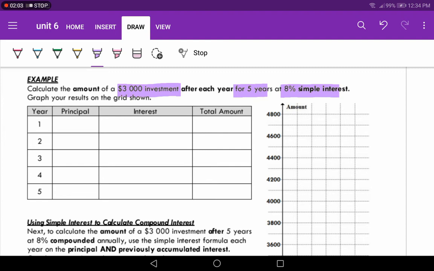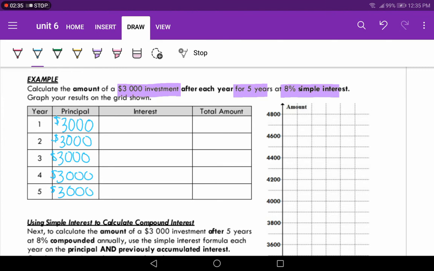So as you can see how our chart is set up here, we're just going to do year by year. Okay, so we're not actually going to use that same equation that we did in the first unit because we want to see how much interest is going to be accumulated each year. So the principal each year is going to be $3,000. Okay, that principal is not going to change for simple interest. It's always just going to be $3,000.